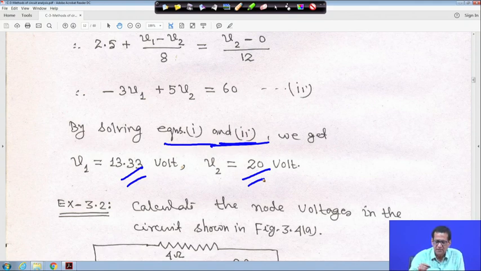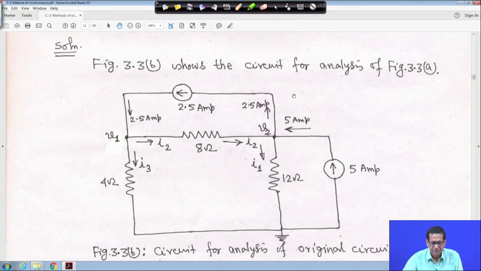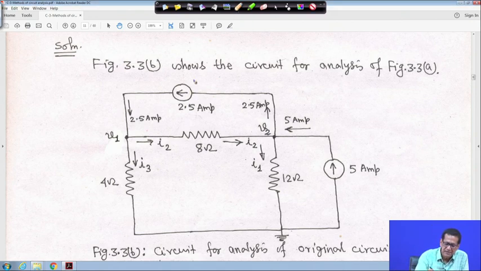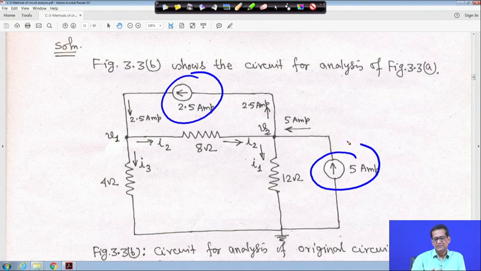So, this is the answer, but let me clean it. A few things I can tell you: please solve it on your own. In the problem it is not mentioned, but you find out how much power is supplied by this current source and this current source. This is an exercise for you, how much power they supply. There are two current sources, so how much by this current source, and how much by that current source. This is an exercise for you.